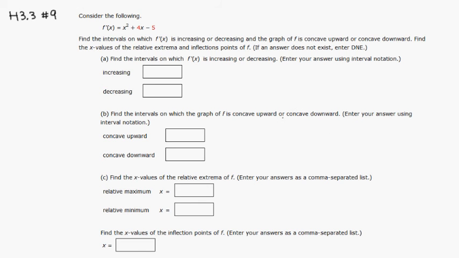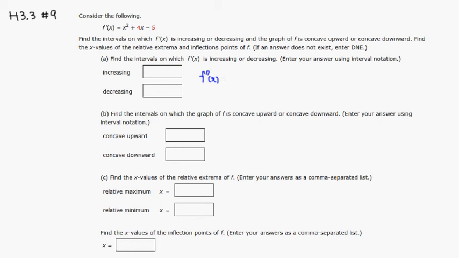Okay, let's go over homework 3.3, number 9. Alright, so part A. We're looking for the intervals on which the first derivative is increasing or decreasing. So we have to take another derivative. So it's going to be f double prime of x.